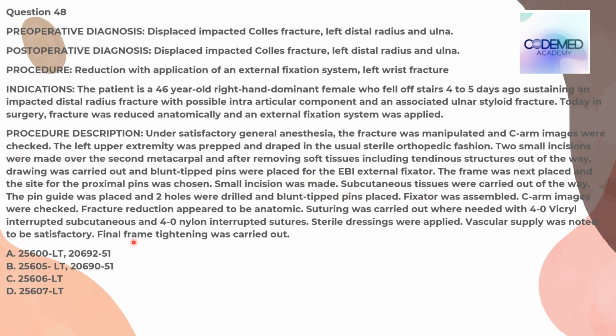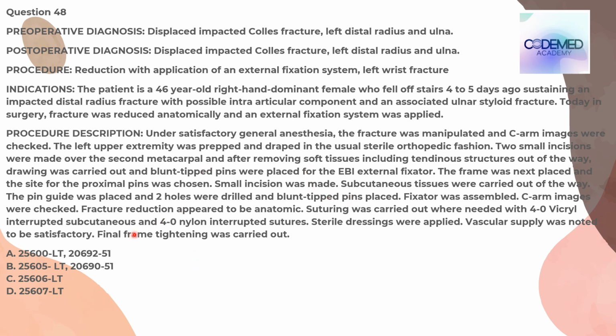Now when you read this, many a time confusion happens. We see the word incision and we feel this could be a case of open treatment. But remember, we need to find out why these incisions were made. If you read the whole description, you will realize these small incisions are basically to fix the external fixation system. Okay, it is not to deal with the fracture treatment, but to fix the external fixation system.